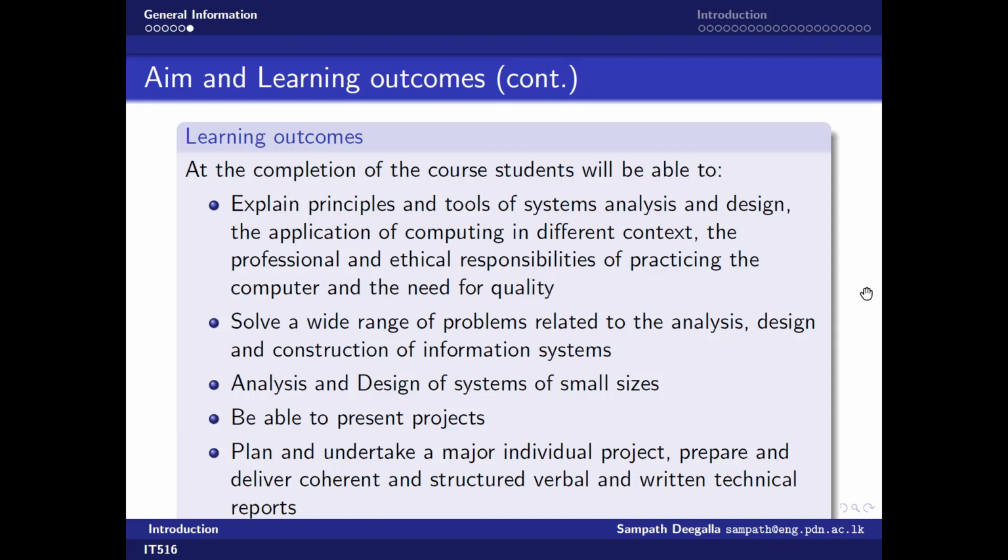Then we also expect you to do analysis and design of small-sized systems. And once you finish this part, you should be able to present your project. Partly, I told you about some of the group work that we are going to handle. So from beginning to end, as collective work, we are going to talk about each phase of these different projects. And then plan and undertake the major individual project, and prepare and deliver a coherent, structured, written technical report.